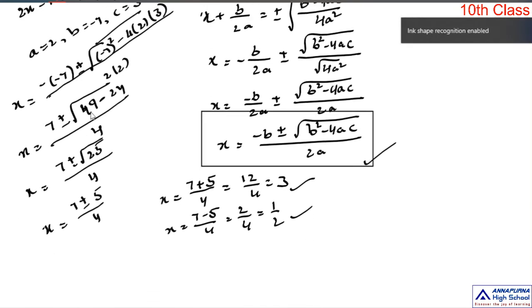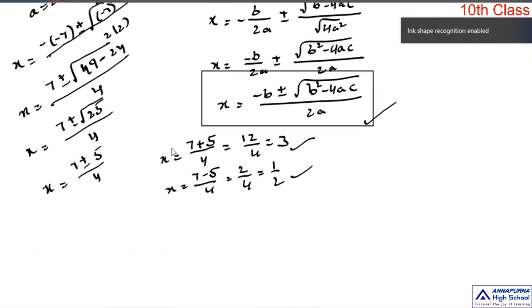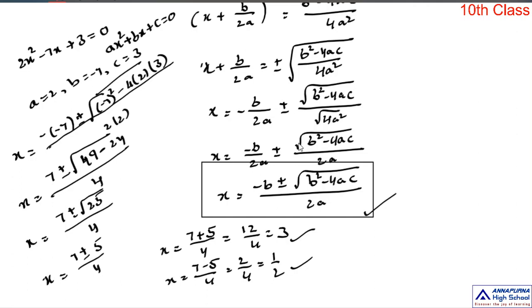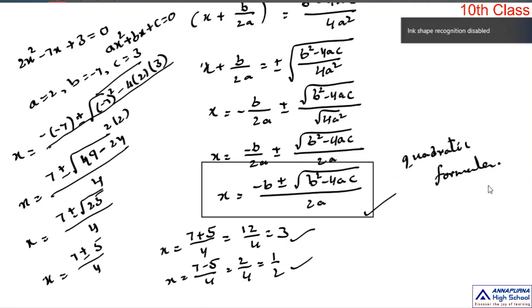Why? Because here the roots of the given equation are rational numbers. So we can solve this equation by the factorization method and also the completing the square method, or we can solve the quadratic equation by this formula, and this formula is called the quadratic formula. So this is the generalized formula for finding the roots of a quadratic equation. But as per our new syllabus, we have only the factorization method and this quadratic formula.